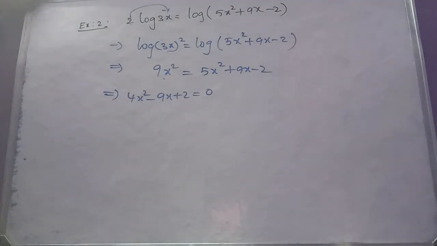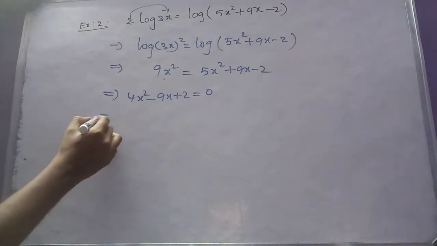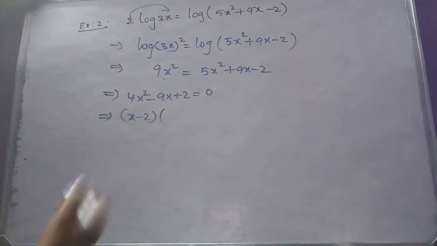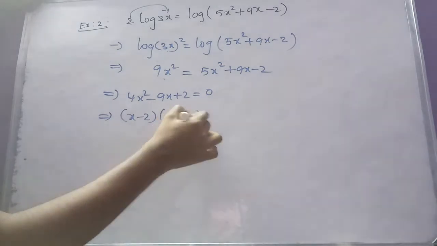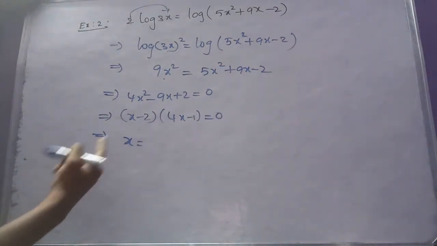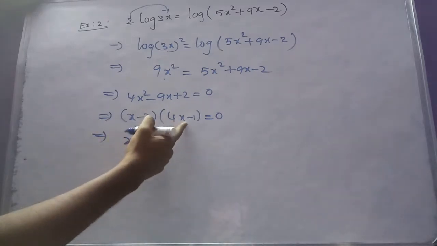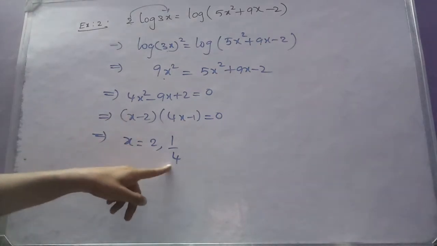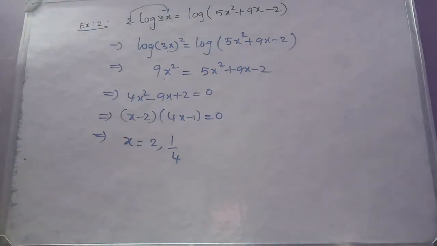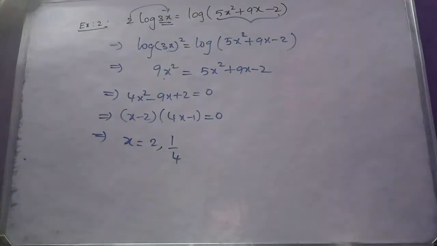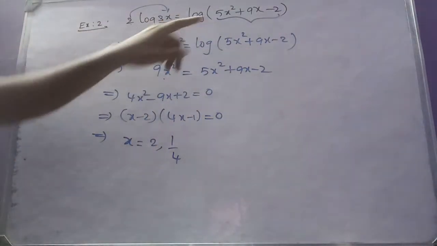Correct? So now if you factorize this quadratic equation by splitting the middle term, you will get x minus 2 into 4x minus 1 equal to 0. So which means that x is equal to, from the first polynomial x is equal to 2 and from the next polynomial it is 1 by 4. But should I take both or should I ignore any of the solutions? Let us understand this. See here, dear students. Among this 3x and this expression, it is not required to take both as positive. Only one is enough.